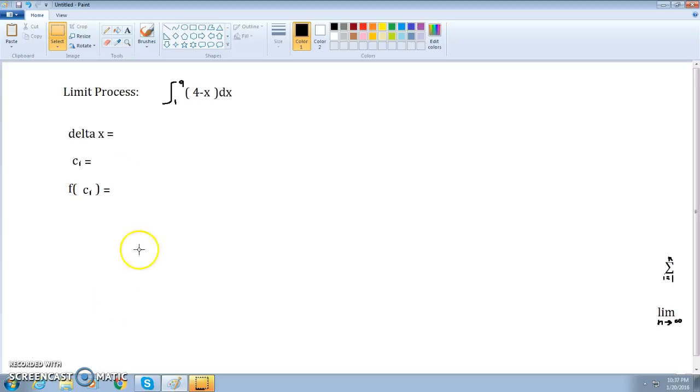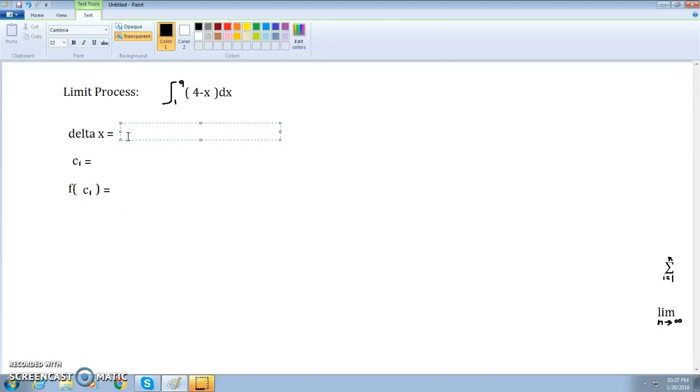So my first step is going to be finding delta x, and to do that, use the equation b minus a over n, b being 9 and a being 1, so that would be 9 minus 1, all in parentheses, divided by n, which simplifies to 8 over n. Now, we have delta x for the rest of this problem, which is 8 over n.